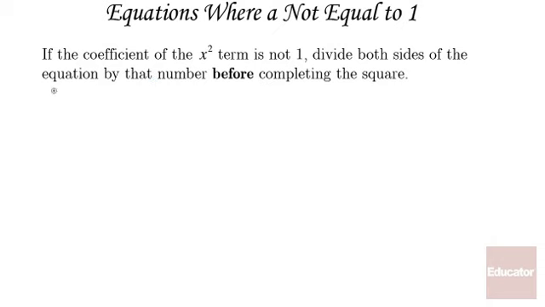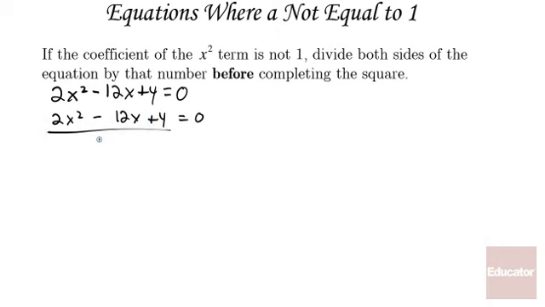For example, if I was given 2x squared minus 12x plus 4 equals 0, I need to make this coefficient 1. So I can do that by dividing both sides by 2. And that's going to cancel out right here to give me x squared minus 6x plus 2 equals 0.